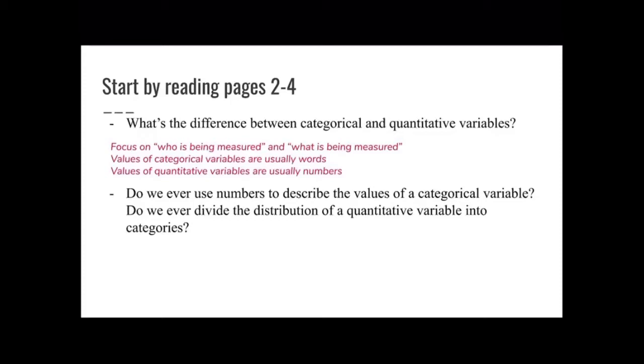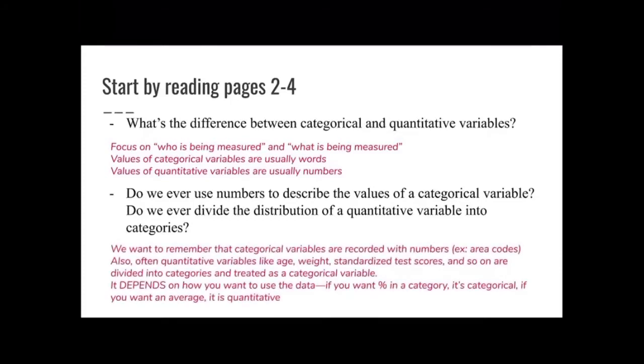So do we ever use numbers to describe the values of a categorical variable? Do we ever divide the distribution of a quantitative variable into categories? We want to remember that categorical variables can be recorded with numbers, like area codes. Also, often quantitative variables like age, height, weight, standardized test scores, and so on are divided into categories and treated as a categorical variable. So it depends on how you want to use this data. If you want a percent in a category, it's categorical. If you want an average, it's quantitative.